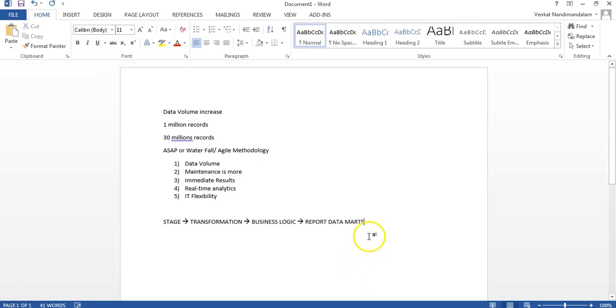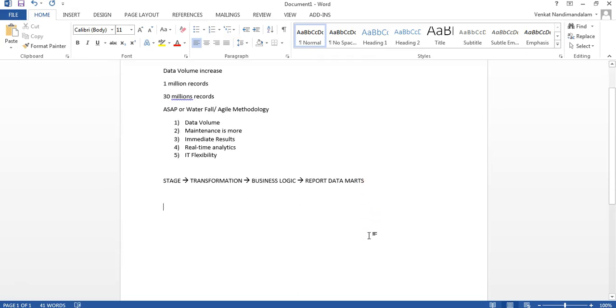So most of the times with our existing landscapes, if we are talking about a data warehousing application, where you bring data from different sources and then apply the business logics, apply the transformations and make the data available for reporting, and then build the reports on top of those data marts that you have created. So this is going to be the typical data warehousing application that most of the customers have right now.